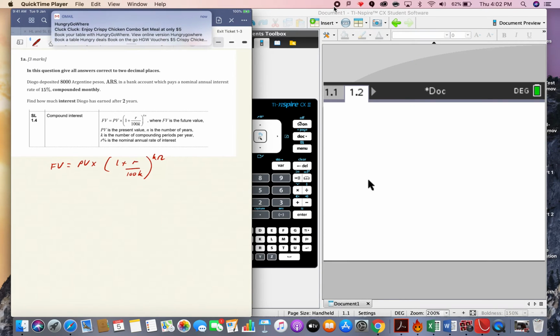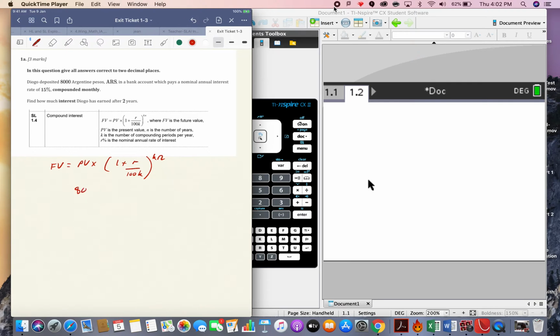So Diego deposited 8,000 Argentinian pesos. That's the present value, 8,000. Sub it in. The interest rate is 15%, so we have to put 15, not 0.15, 15. We get the 0.15 by the 100 on the bottom.